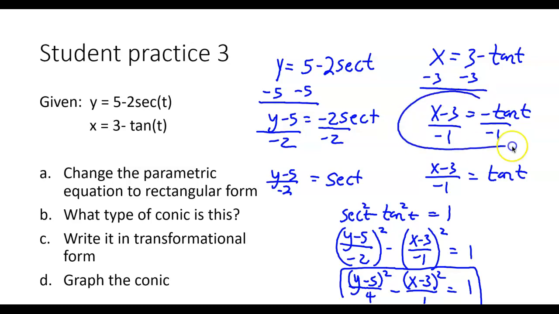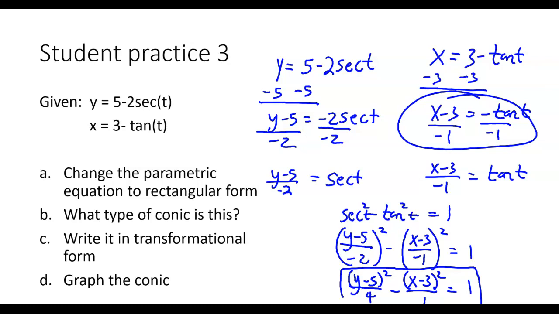The only thing I maybe am worried about is here, there was a negative in front of that tangent, so you divide by a -1. But if you didn't catch that and you just left it at (x - 3) over a +1, it really wouldn't matter because when you square it, the negative goes away anyway. So it's okay if you didn't do that, but technically you're supposed to divide by a -1. But there is the answer.